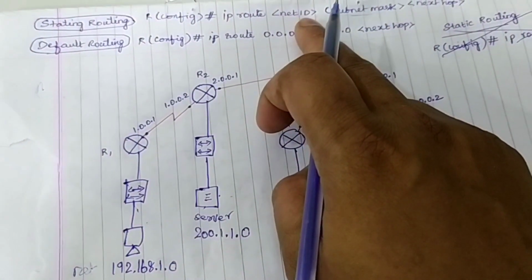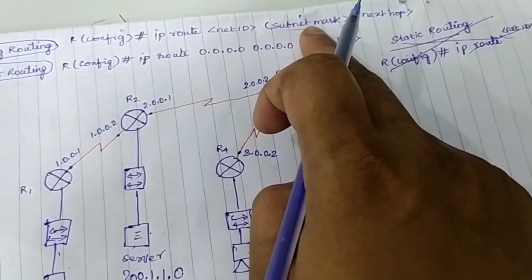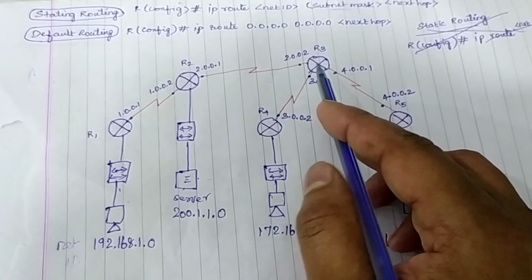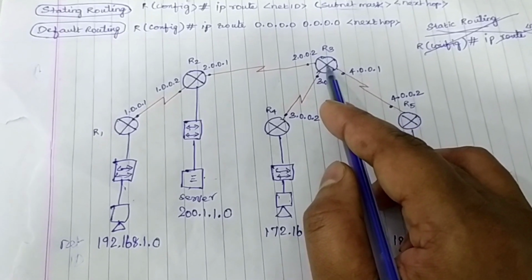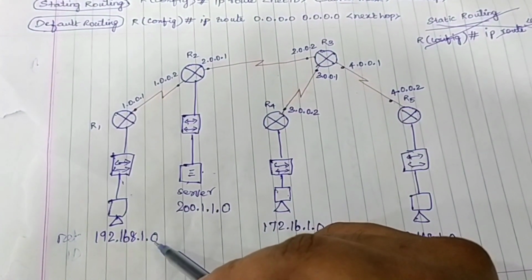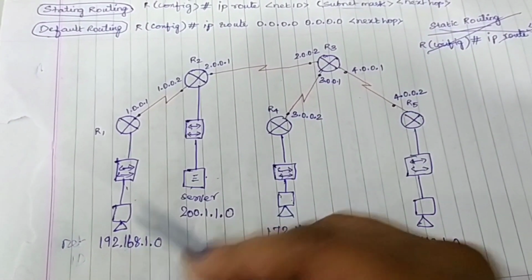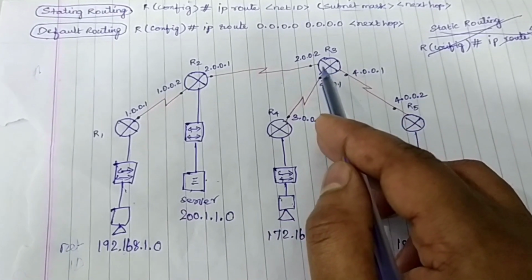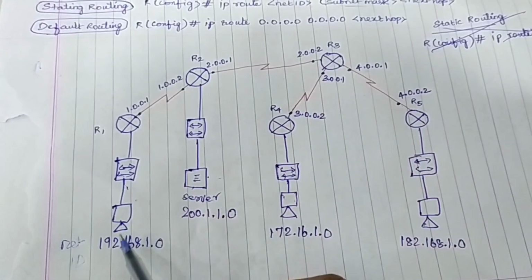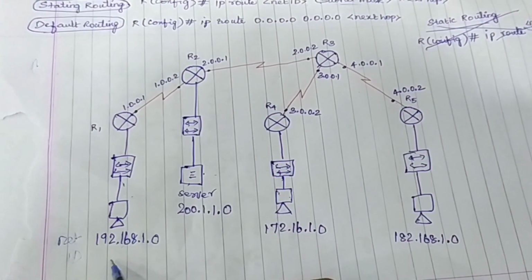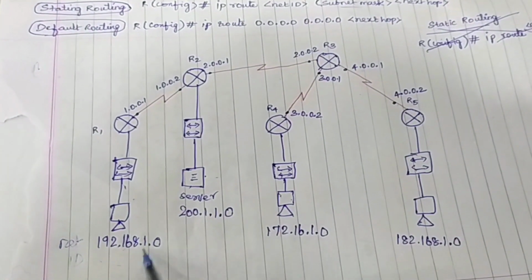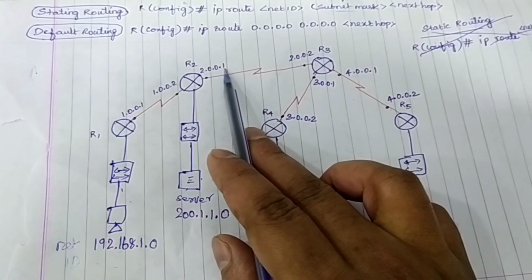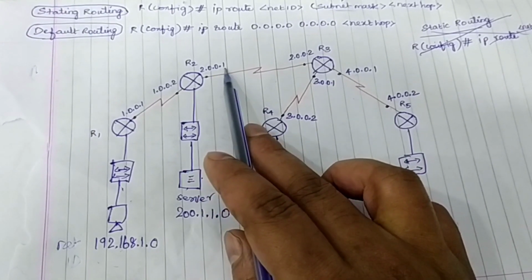192.168.1.0, that you have to type here. After that, 255.255.255.0. Then what is the next hop? From R3 to reach this 192.168.1.0 network, what is the way? The way is this side. This side is the route to reach this network, right? So from R3, the next hop is 2.0.0.1.